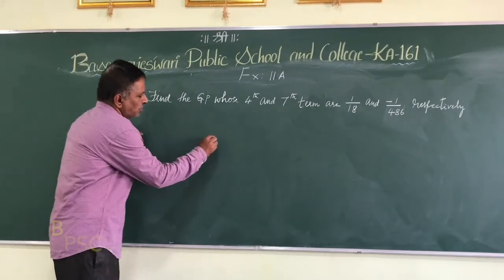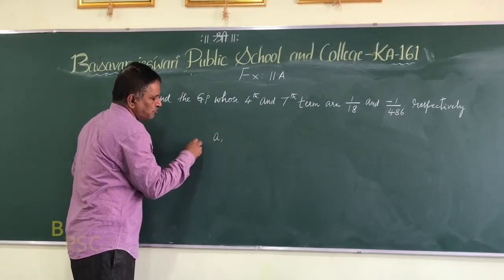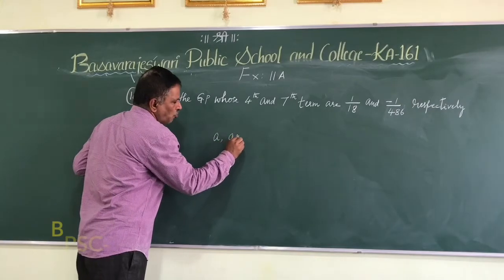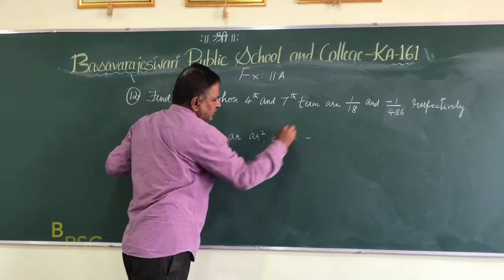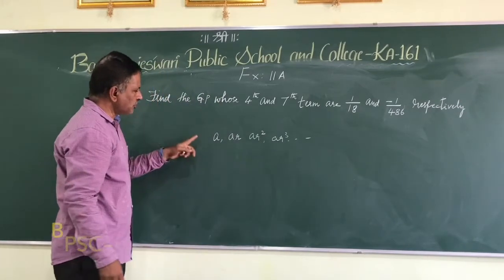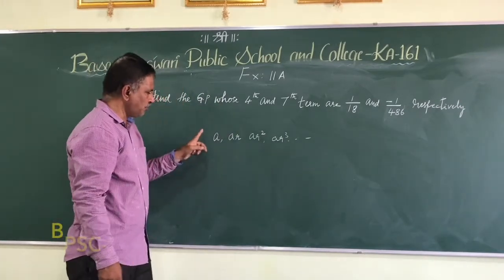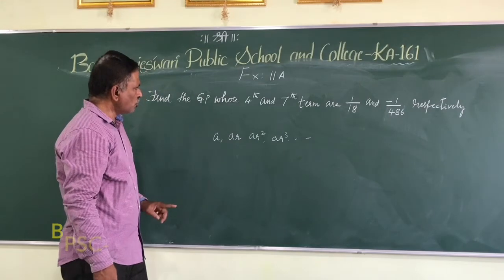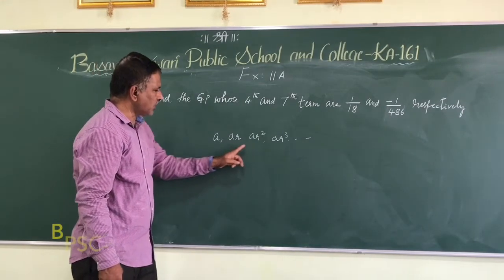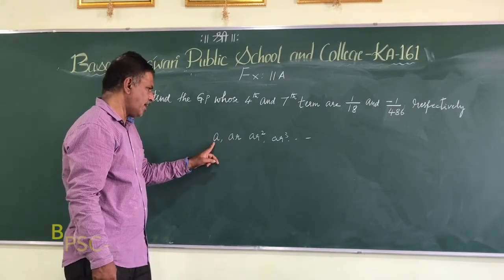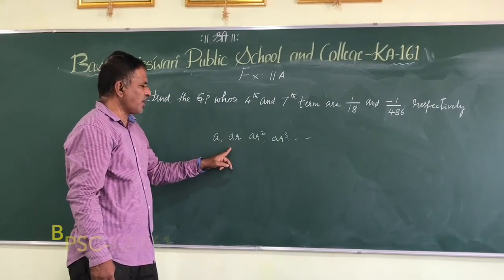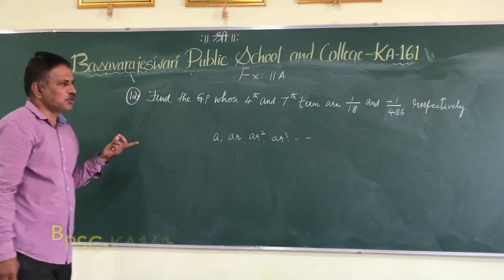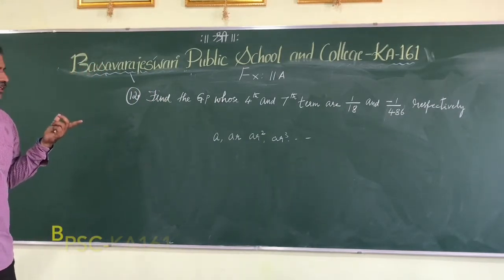That means I should find A. The general form of GP is what? A, AR, AR square, AR cube, and so on. Since I have to find the GP, this is the general form which I am supposed to find out. So to find the general form of GP, I have to find A, and I have to find R also. To find the A value and R value, you have to use the method I have done in the 11th question.